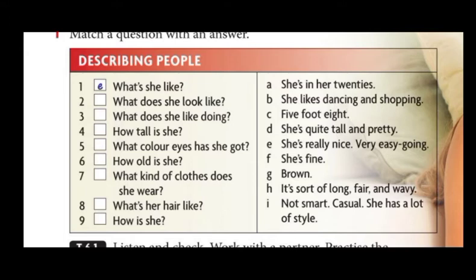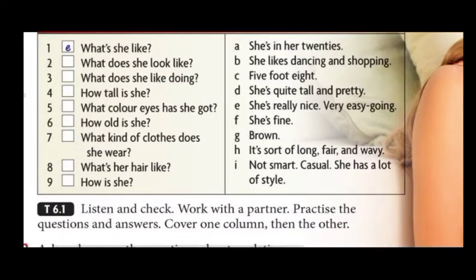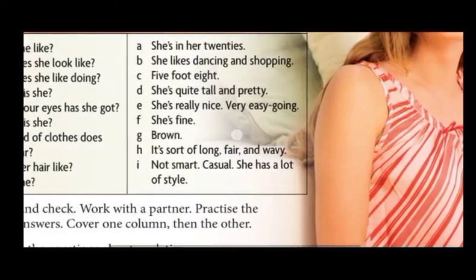All right. Number eight, what's her hair like? The answer is H. It's sort of long, fair, and wavy. Finally, we have number nine. How is she? And the answer must be F. Yes, she is fine. Right. So you can answer these questions at your leisure.